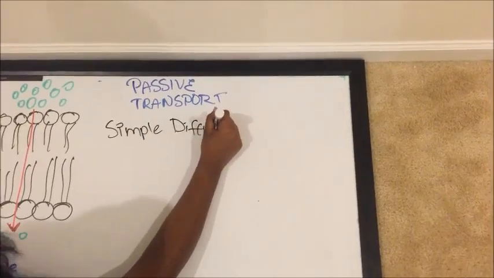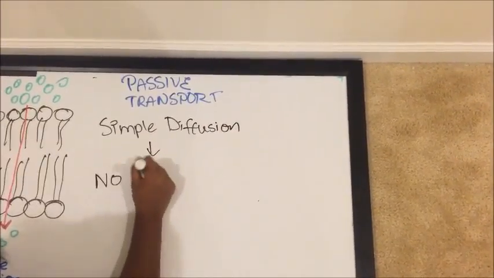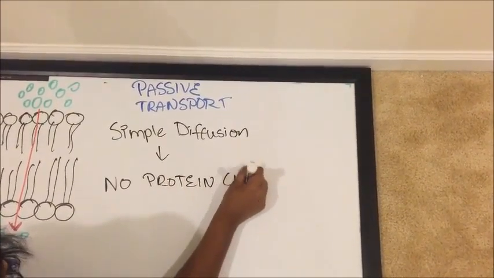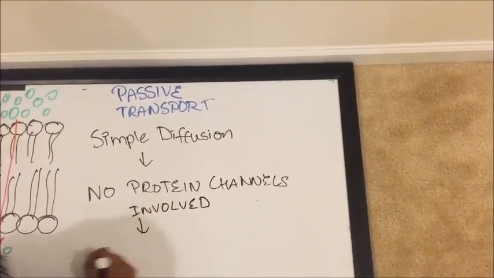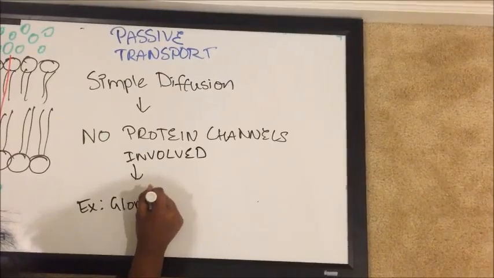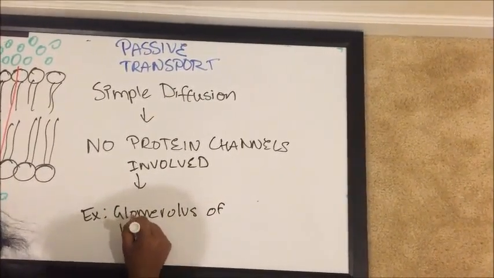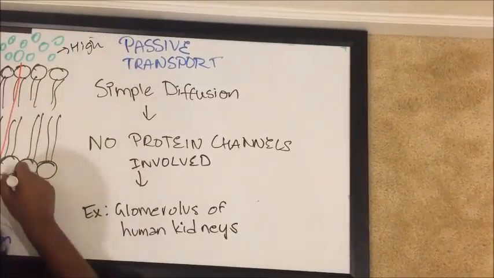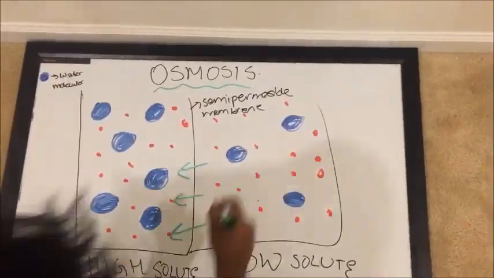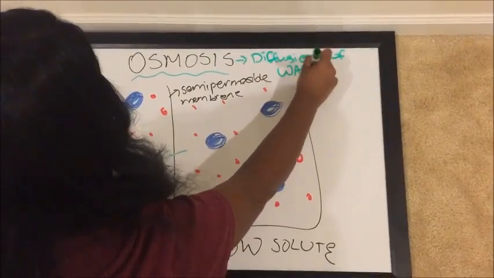Simple diffusion does not involve protein channels. One example of simple diffusion is the glomerulus of human kidneys. Osmosis is the diffusion of water across the cell membrane.